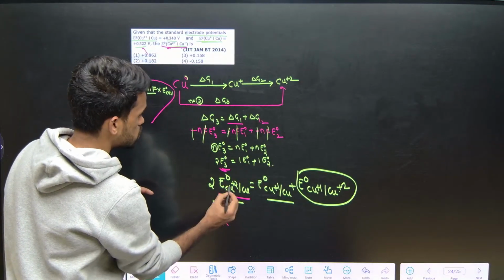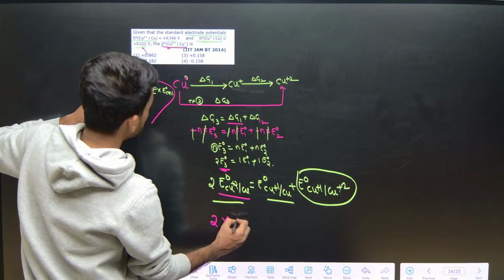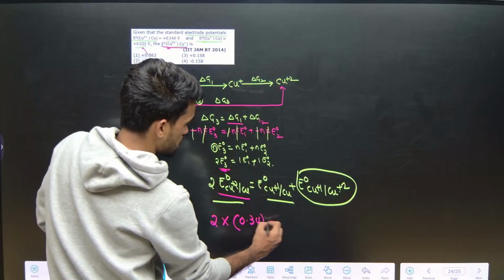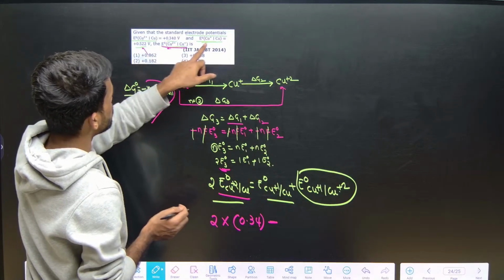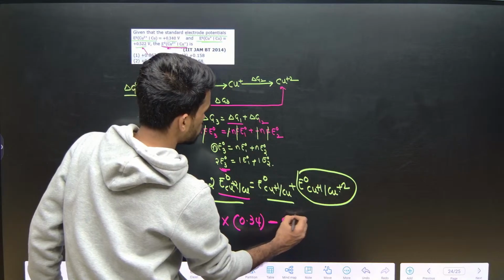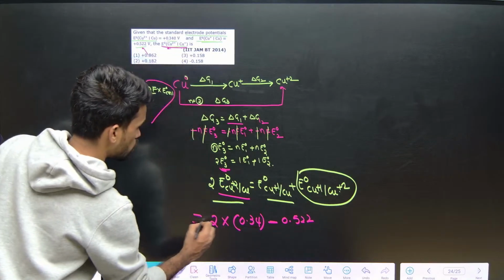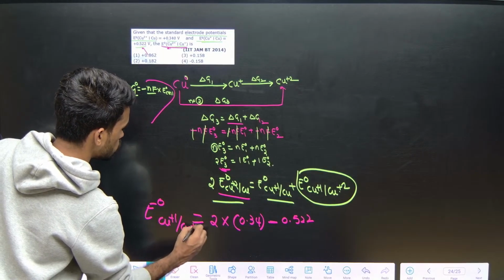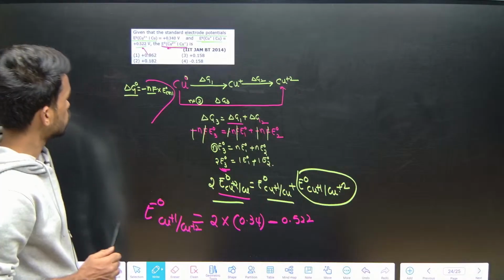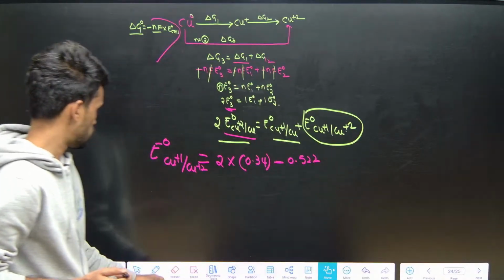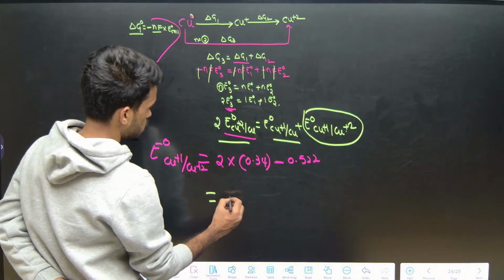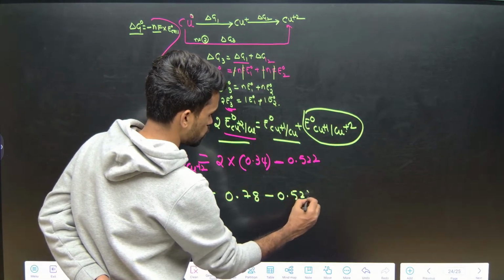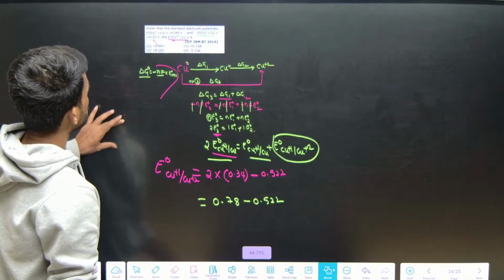2 into, so Cu plus 2 to Cu is how much? It is 0.34. And what about this one? You just send this side and it becomes minus, Cu plus 1 to Cu is 0.522, and this will be equal to E naught of Cu plus 2 to Cu plus 1. Okay, so this becomes 0.87 minus 0.522. Okay, so it is given this much.